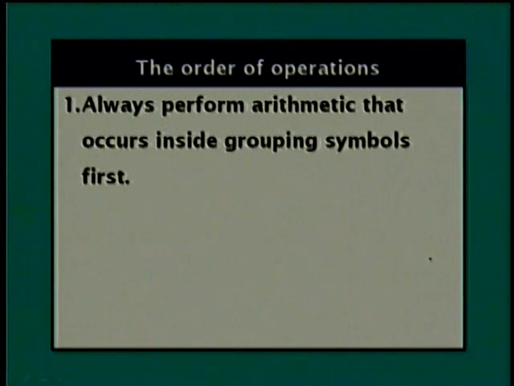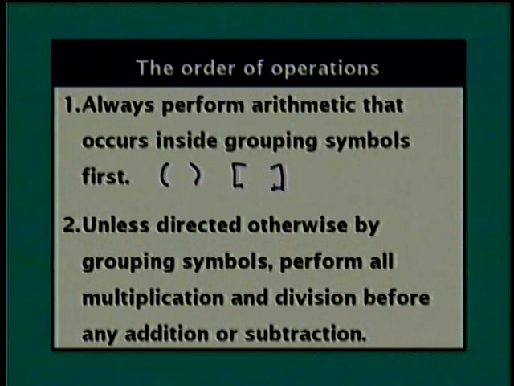The first rule in order of operations is that you always perform arithmetic that occurs inside grouping symbols first. The two most common types of grouping symbols that you will see are parentheses and square brackets. The second rule of order of operations for right now is that unless directed otherwise by grouping symbols, you perform all multiplication and division before any addition or subtraction.